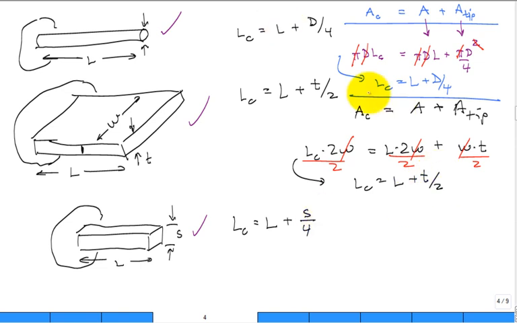Bingo. Hey, we seem to be batting 1,000. Isn't that baseball jargon? If you're batting 1,000, that's great. Shown and shown. Now let's do this one.